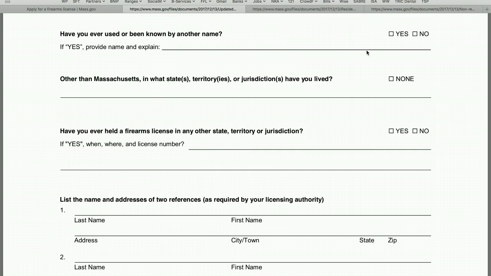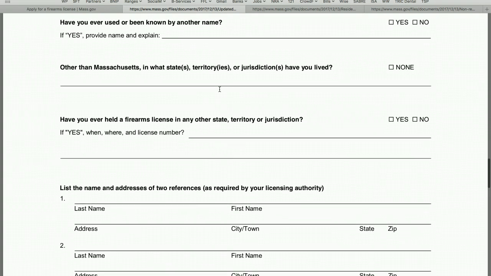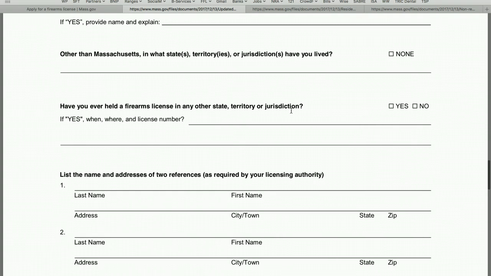So you'll see a lot of women who in society generally change their last name. They'll have to write down on this list right here. If you lived anywhere else, the more cities, the more states that you lived in, the longer your background check is going to take, the more work they're going to have to do. So yeah, you're going to have to put down everything, where you lived, and if you owned a license right there.